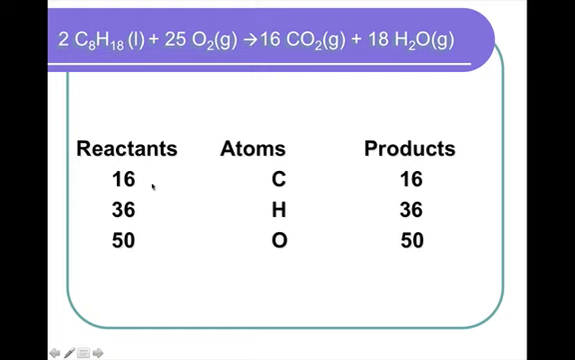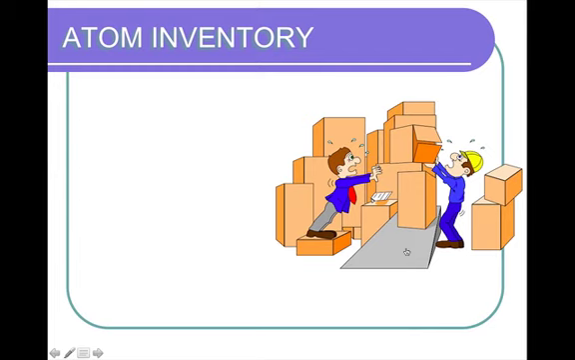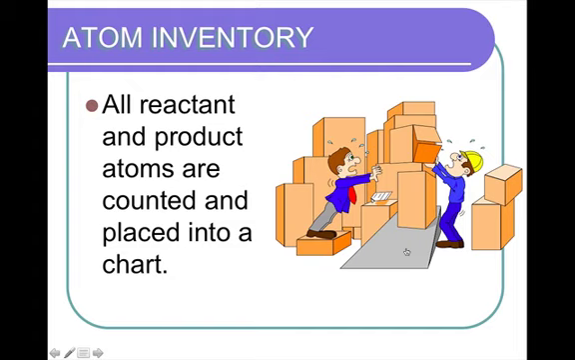So at the end, the left side of the equation equals the right side of the equation. Not that the carbon has to equal the hydrogen or the hydrogen has to equal the oxygen, but there's 16 carbons on the left and 16 carbons on the right, 36 hydrogens on the left side and 36 on the right, and 50 oxygen atoms on the left and 50 oxygen atoms on the right. That makes it a balanced equation. Another name for this is taking atom inventory. That's when all the reactant and product atoms are counted and placed into a chart. That's the RAP sheet I was showing you.